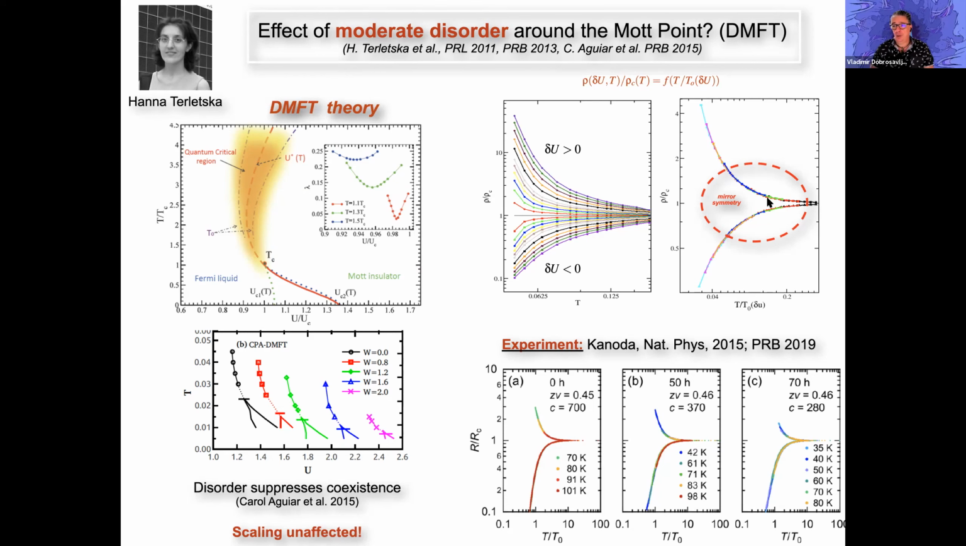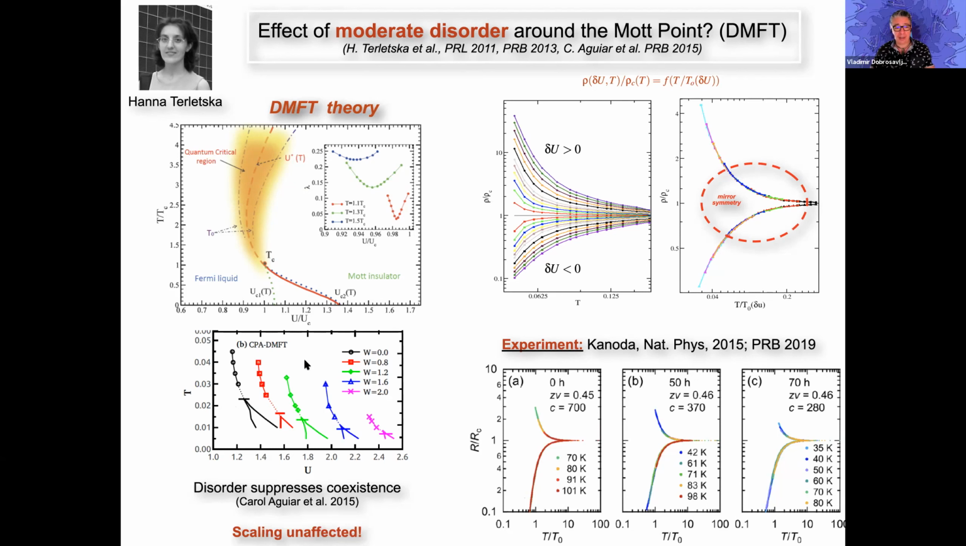Anya met Kazushi Kanoda at a conference, maybe around 2012, where I was not present, while I was still at Florida, and she convinced him to try to look for that in the experiments. He did it, and in 2015, in a Nature Physics paper, he confirmed very beautiful scaling. Here is the result obtained in that first paper, completely in agreement with her theory, including the beautiful mirror symmetry of these resistivity curves.